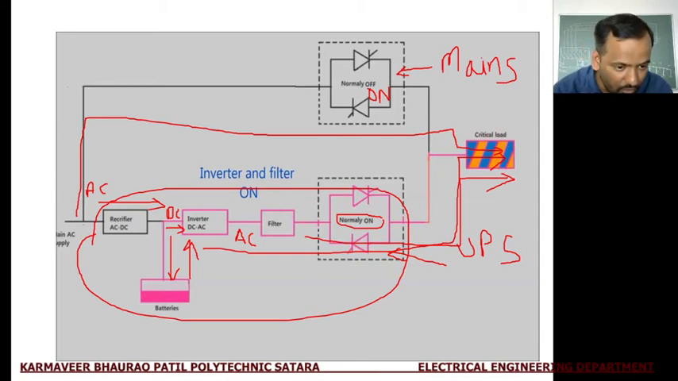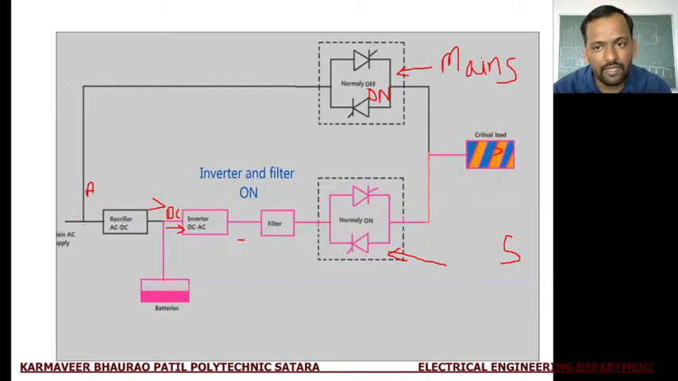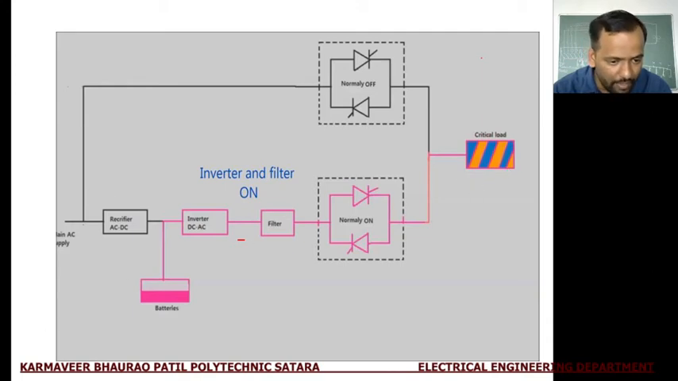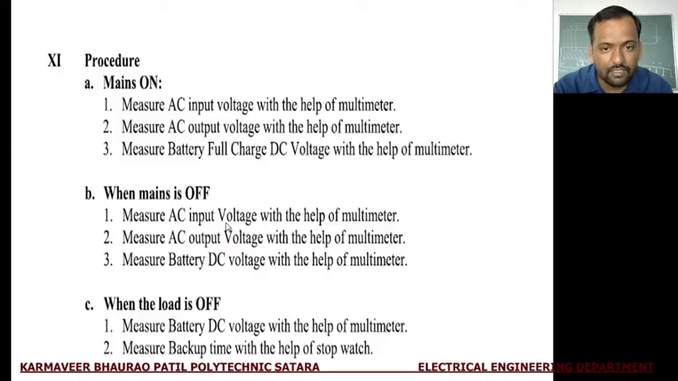Now in this online UPS, if you see, there is a rectifier circuit, an inverter circuit, a filter circuit and two switches, the UPS static switch and the main static switch. Now in this practical we have to take readings when mains is on, when electricity is there, when mains is off, when electricity is not there, and third, when load is off.